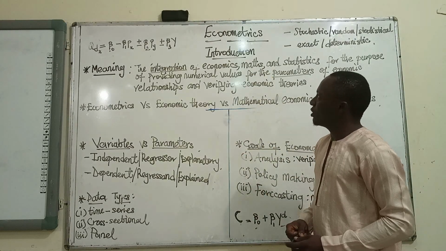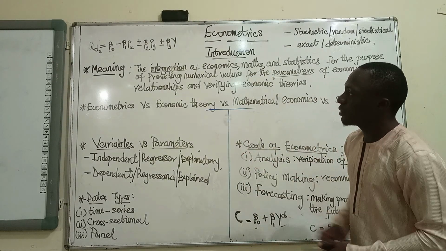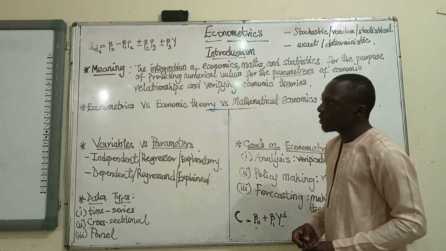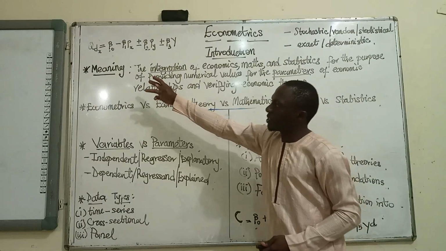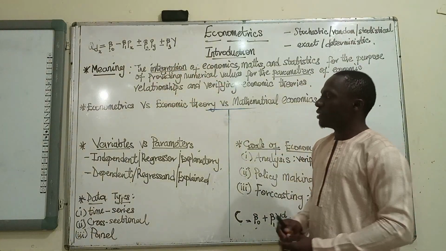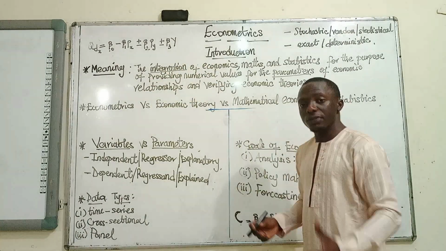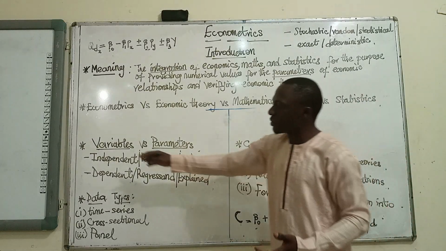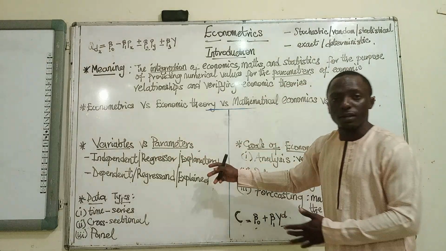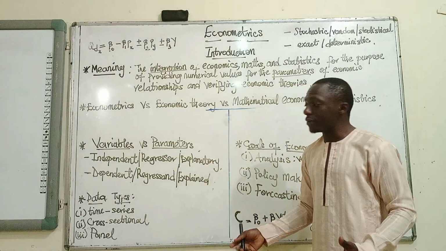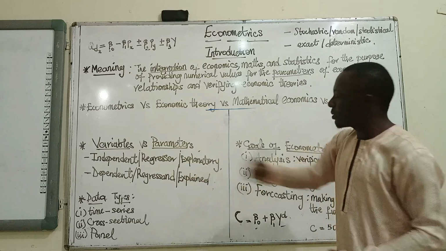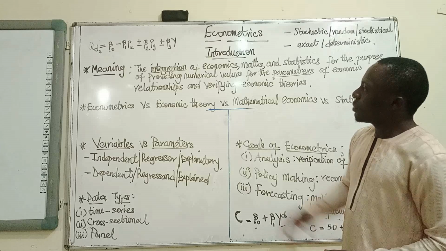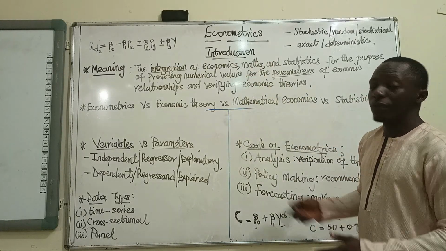We shall be taking the introductory aspect of the class today, then further classes shall follow suit. So at the end of this class, you are expected to be able to explain the meaning of econometrics, the difference between econometrics and economic theory, mathematical economics, and statistics, and also to note the difference between variables and parameters, and the different types of variables we have. Also, we'll move to the data types, then finally we'll conclude with the goals of econometric research. Now we'll start with the introduction and the meaning of econometrics.